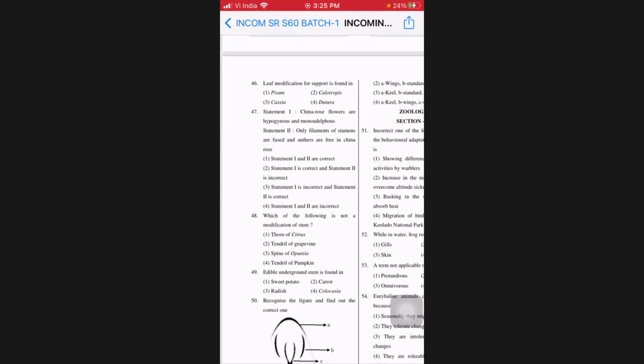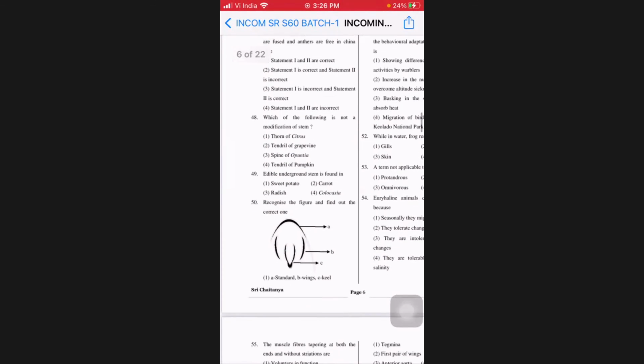48. Which of the following is not a modification of stem? Thorn of citrus, it was a leaf modification, right? No. Thorn of citrus means stem modification. Correct, beta. Tendril of grapevine, stem modification. Spine of Opuntia, modification of what, Nana? Leaf. So it should be the third option. Tendril in pumpkin, watermelon, cucumber was also stem modification. So spine of Opuntia is not a stem modification, it's a leaf modification.